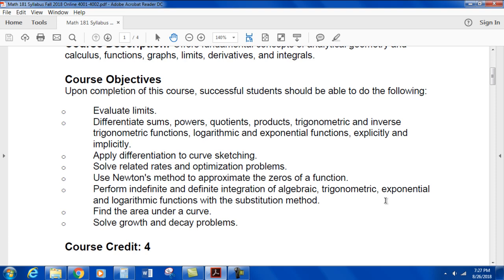apply differentiation to curve sketching, solve related rates and optimization problems, use Newton's method to approximate zeros of a function, perform indefinite and definite integration of algebraic, trigonometric, exponential, and logarithmic functions with substitution method, find the area under a curve, solve growth and decay problems.